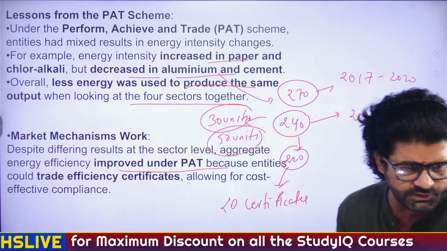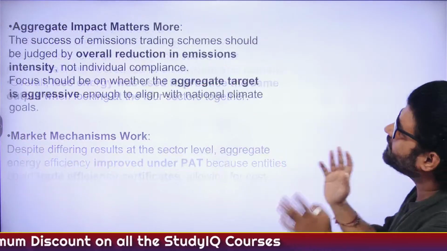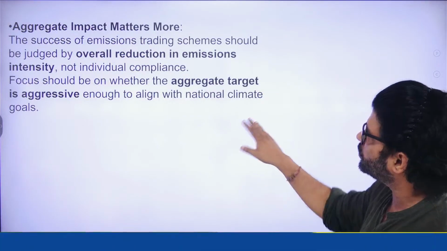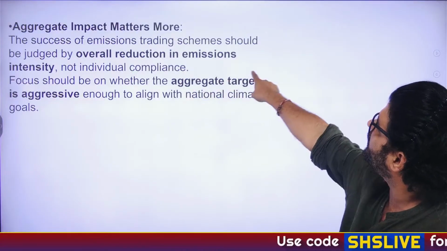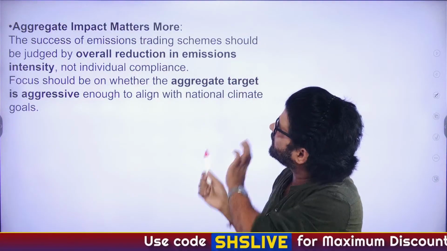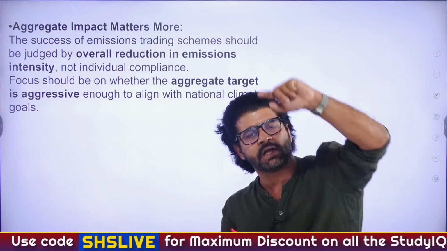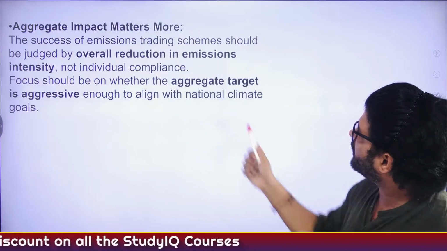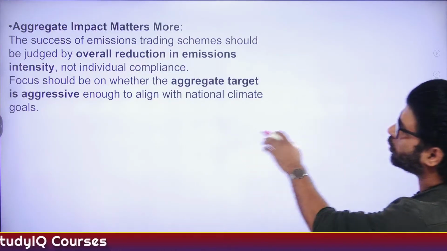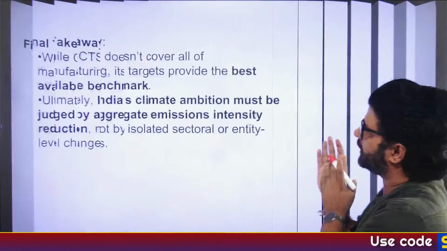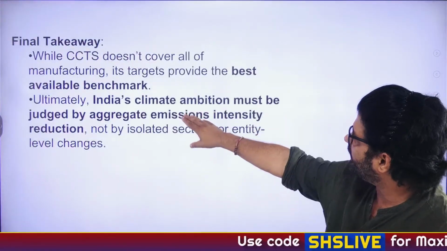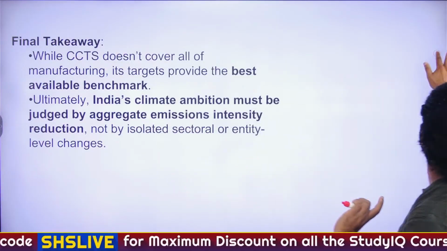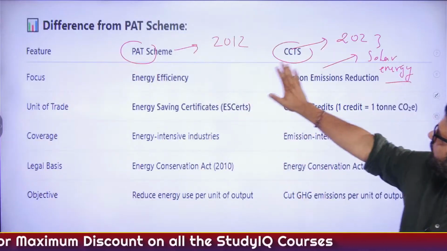So again, an important concept. Good morning, Mamta. So this is a very, very tricky part. This is actually a very technical article. And once you go through it again, you will solve questions, you will understand. Success of an emission trading scheme should be judged by overall reduction in emission intensity, not individual compliance. That's what these two authors in the editorial are talking about continuously. Focus should be on whether the aggregate target is aggressive enough to align with national climate goals. Now let's focus here. And the final takeaway, again, you can read this. India's climate ambition must be judged by aggregate emissions rather than focusing on individual sectors. This was the difference between PAT and CCTS.